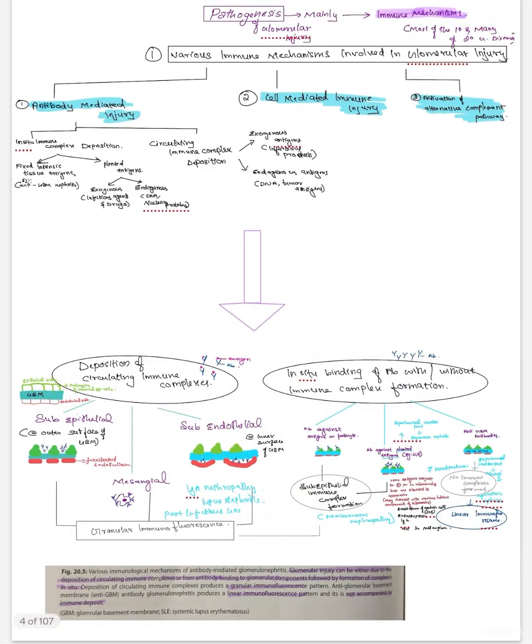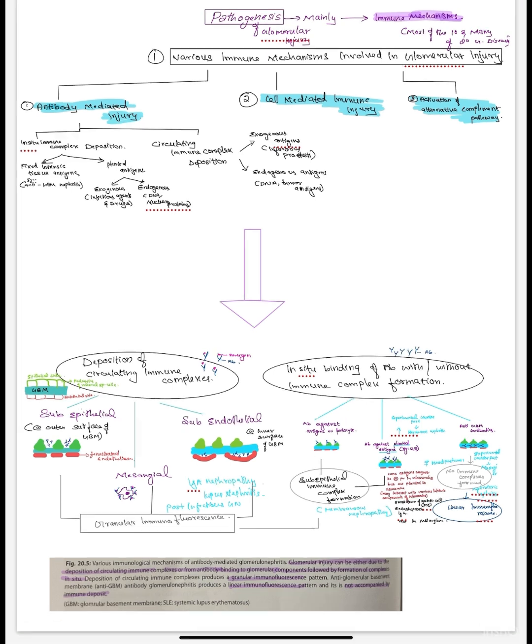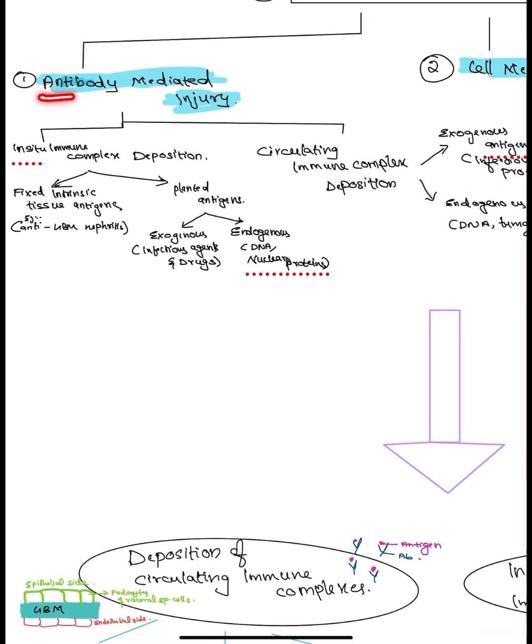Okay. Then we'll go on to the pathogenesis, the common pathogenesis in all glomerular diseases. Pathogenesis of glomerular injury is mainly due to immune mechanisms, and there are various immune mechanisms involved. The first one is antibody mediated injury. The second one may be cell mediated immune injury, or it may be due to the activation of the alternative complement pathway. So the first one, antibody mediated injury: in situ immune complex deposition or circulating immune complex deposition.